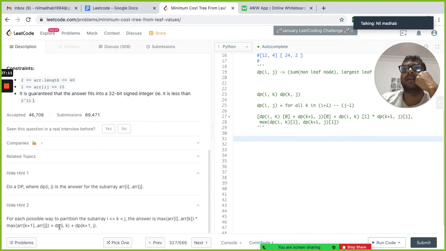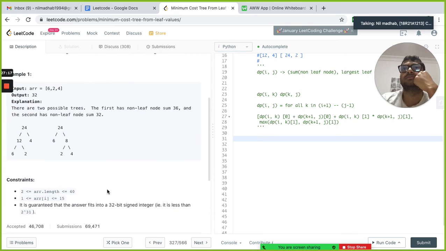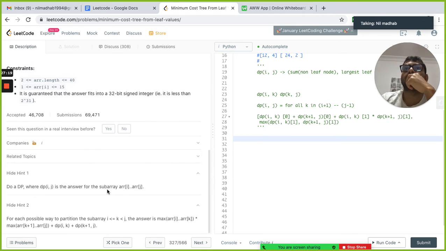And dp of ik is the answer for the sum subarray. Yes, true. And for all dp of ii, dp of ii will be 0 and the maximum will be the value itself, because for leaf nodes we don't have inner nodes and the maximum is known to us.